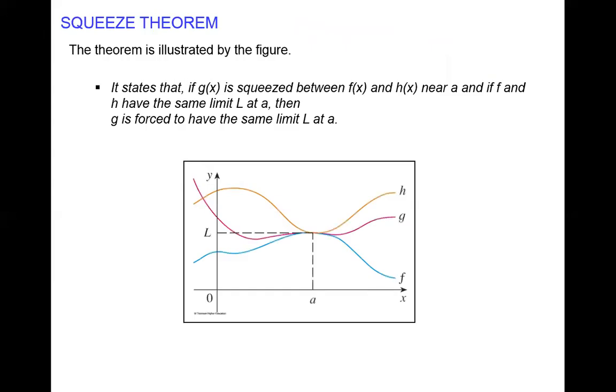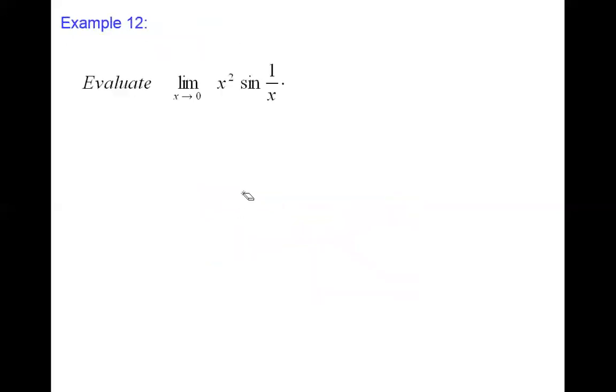And we can see this is a graphical explanation. Function f, the blue one, the lowest one, h, the top one, and something between. That means if blue and yellowish meet, they have the same limit at a, everything that is between must have the same limit. And one of the functions that we're using this on is x squared times sine of 1 over x. Find a limit at 0.